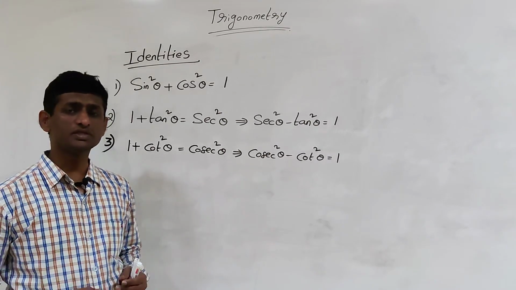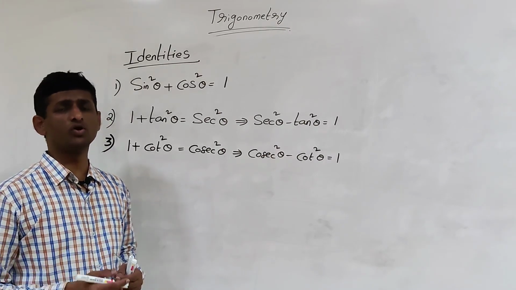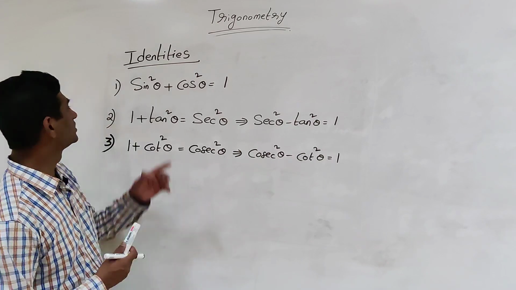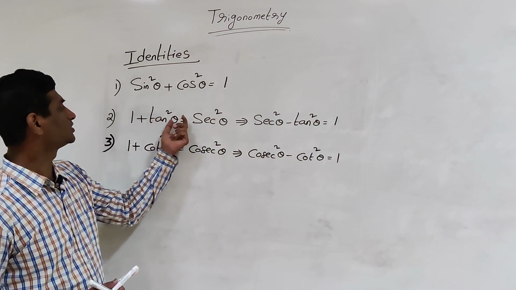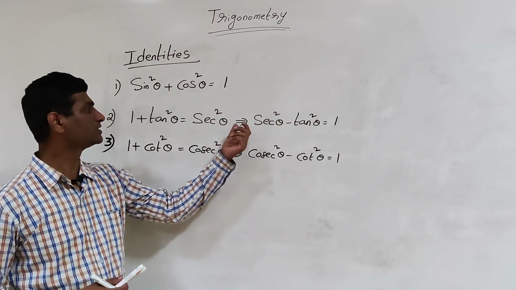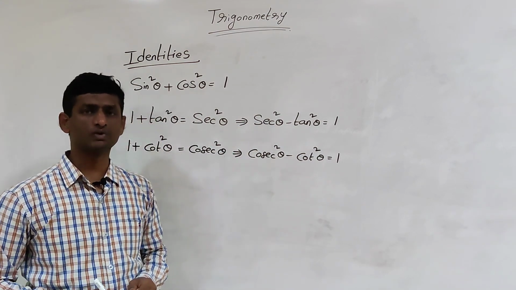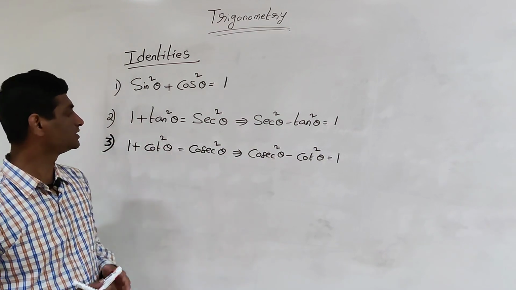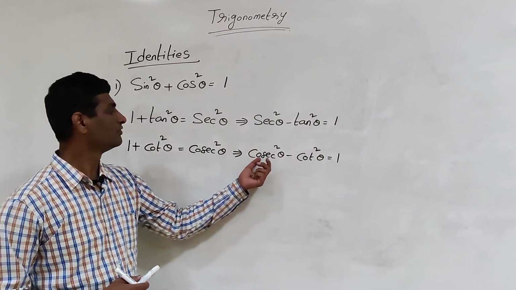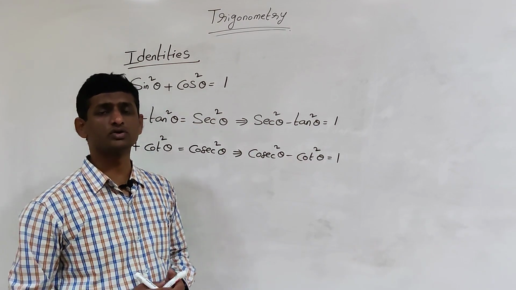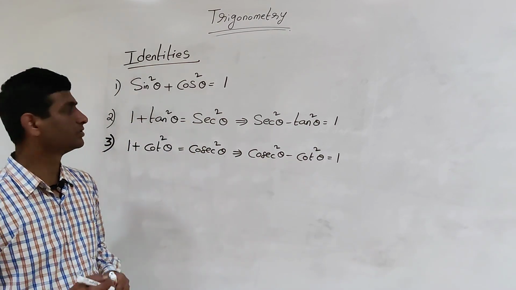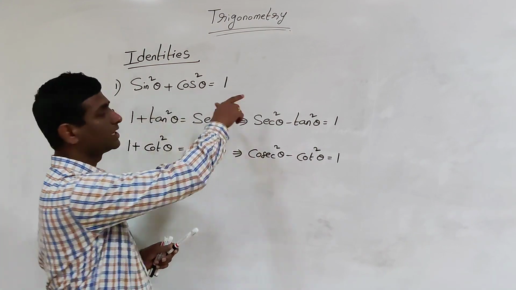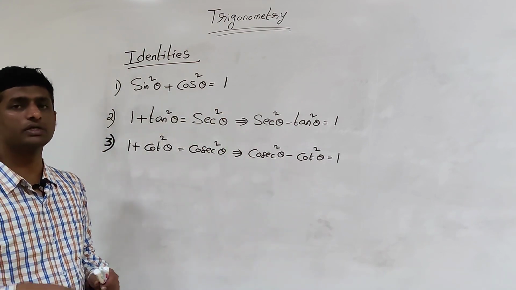Identities means which is true for all angles. That is sin square theta plus cos square theta is 1. 1 plus tan square theta is equal to secant square theta, or we can say secant square theta minus tan square theta is 1. 1 plus cot square theta is equal to cosecant square theta, or we can have cosecant square theta minus cot square theta is 1. So we'll see the proof for the first identity, that sin square theta plus cos square theta is always 1.